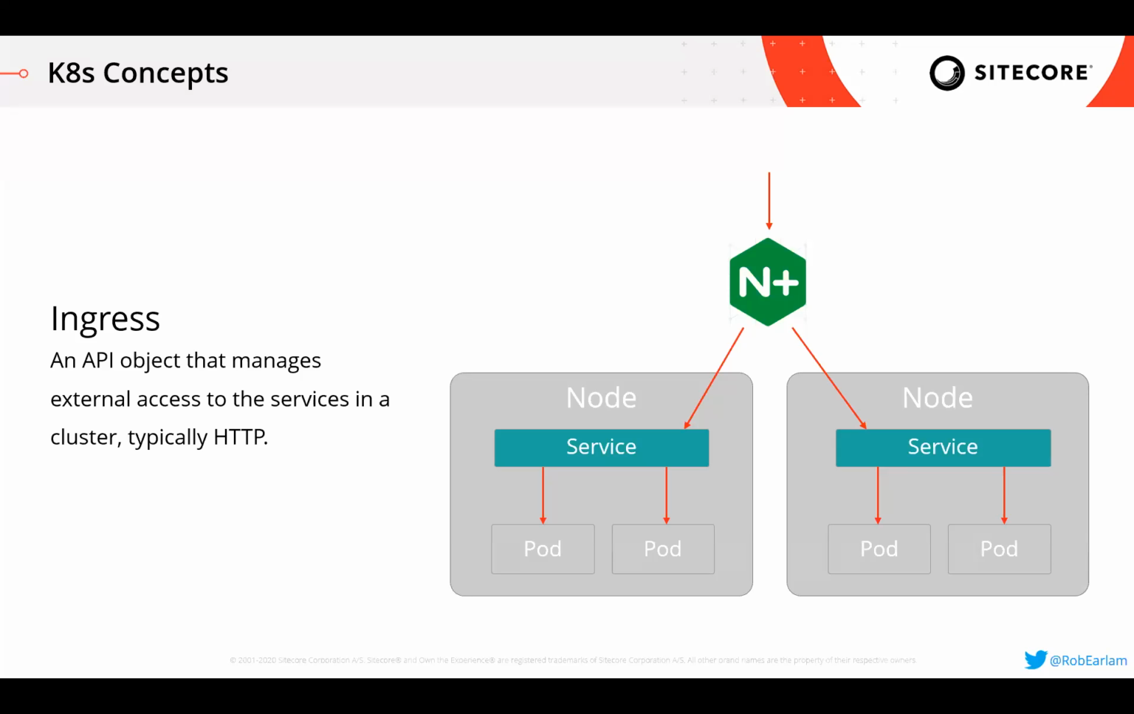It also is typically used for HTTPS termination. So typically you don't have traffic passing along securely within the Kubernetes network because it is an internal network. It is not available to the outside world anyway. So you typically have HTTPS terminated at your ingress point.